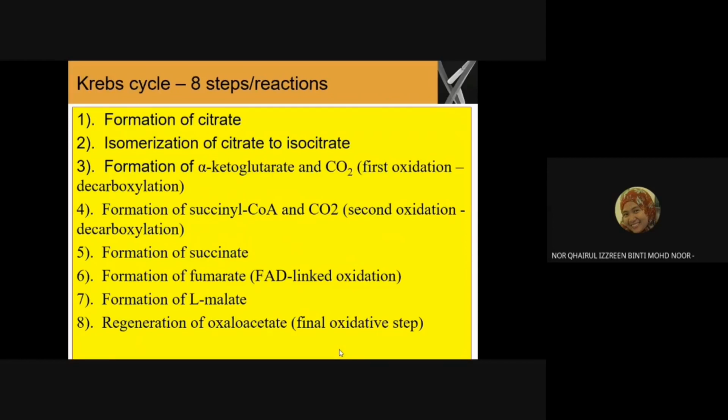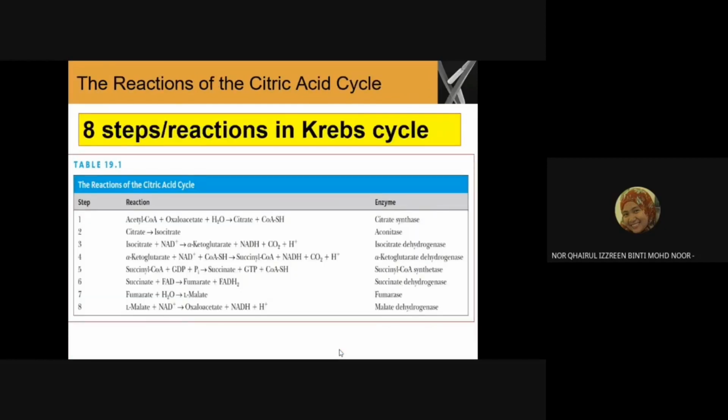Step number 4 is the formation of succinyl-CoA and carbon dioxide, and this is the second oxidative decarboxylation reaction. Step number 5 is the formation of succinate. Step number 6 is the formation of fumarate, which is a FAD-linked oxidation reaction. Step number 7 is the formation of L-malate. And the final step, step number 8, is the regeneration of oxaloacetate, which is a final oxidative step. So these are the 8 steps of reactions in the Krebs cycle.